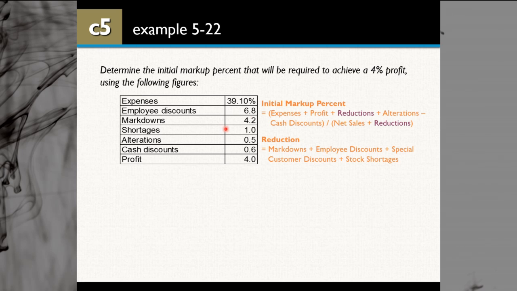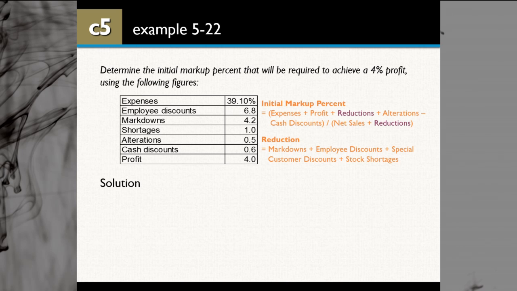So here are the formula, initial markup and reduction. And this one doesn't say just the reduction. So if there is some information given that you can use to calculate your reduction, then you have to calculate your total reduction. So let's look at that.